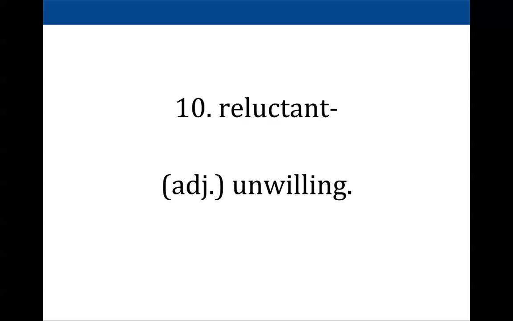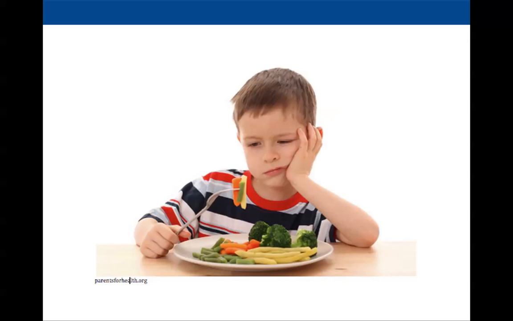10 is reluctant, and someone who's reluctant is unwilling. They don't really want to do something, or they're really hesitant about doing it. And so when you think about someone who's reluctant, I think about my son, and he is kind of a reluctant vegetable eater, just like this kid. This kid is not my son.